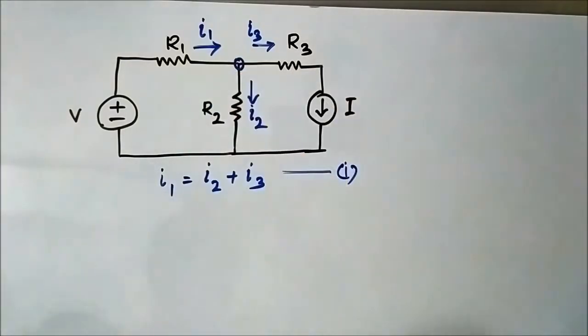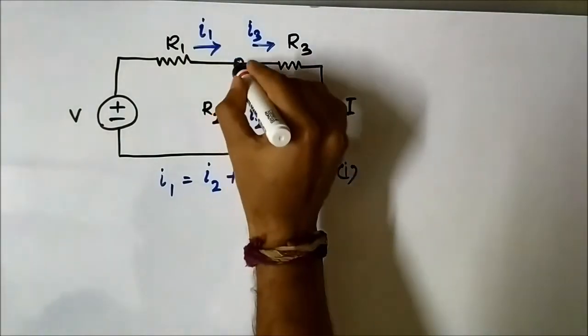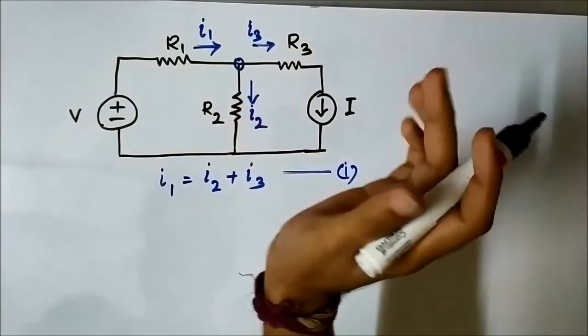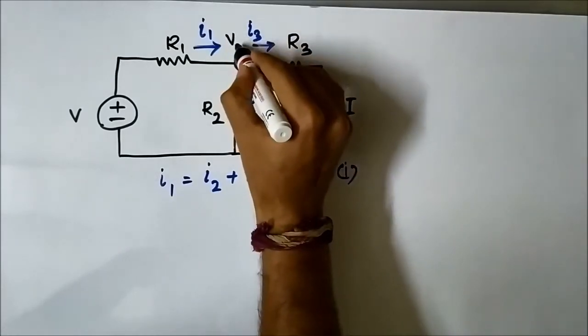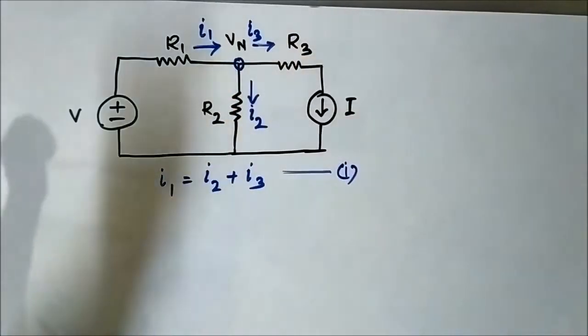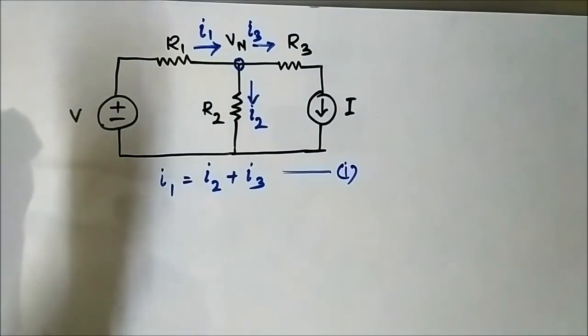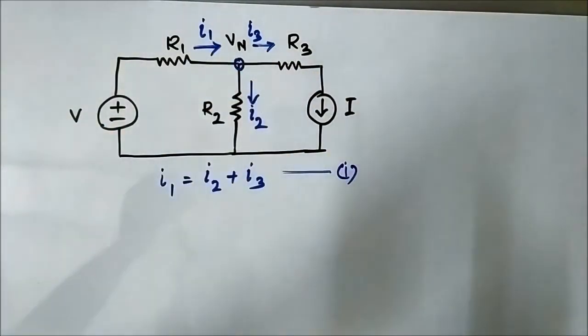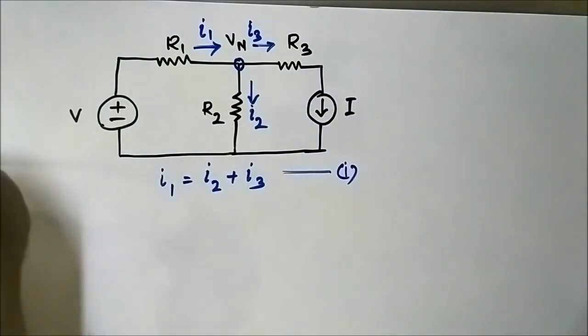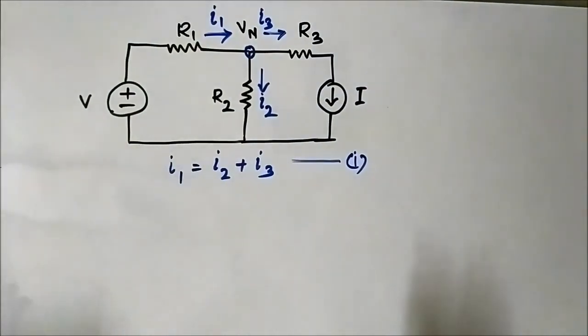Let us assume that the voltage at this node be V subscript n. We don't know exactly what the voltage is, so we have assumed that the voltage at this node is Vn. Now, what is the formula for current flow between 2 points?